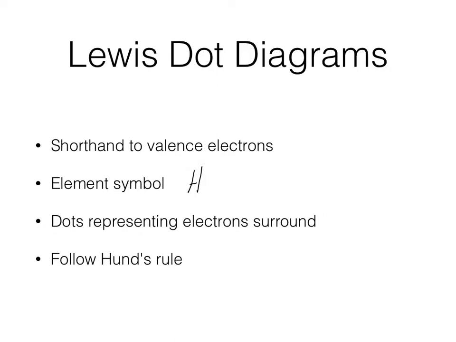So how many electrons does hydrogen have total? One. So we put a single dot. There's hydrogen. Now it doesn't matter where it goes. This is the same as hydrogen up here, hydrogen over here, and hydrogen down here. But we do try to stick to top, bottom, left, right.